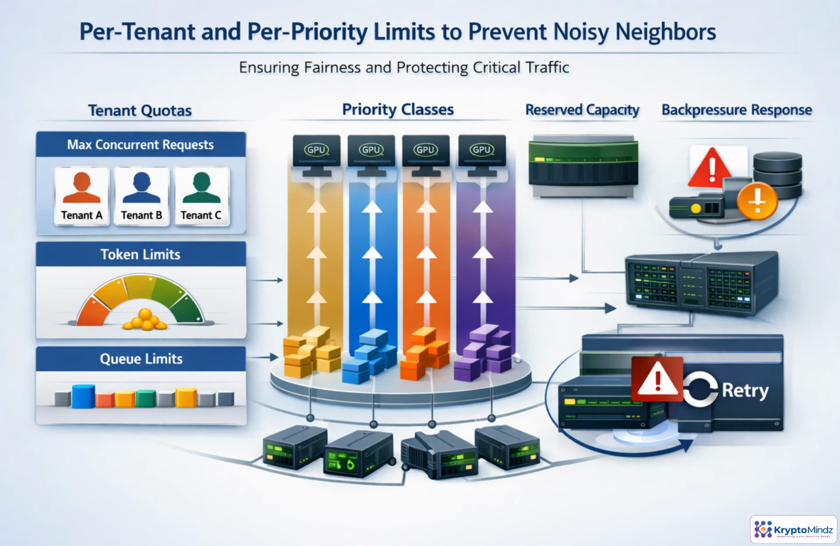In a shared LLM platform, fairness has to be designed. Each tenant needs explicit limits for concurrent requests, tokens in flight, and queue depth. Traffic should also be separated by priority, so premium interactive work is not stuck behind batch jobs or experiments. Some capacity should remain reserved for critical paths, even when the system is busy. When a tenant exceeds its allowance, the platform should return clear back pressure, such as retry later, instead of allowing GPU saturation to slow down everyone.